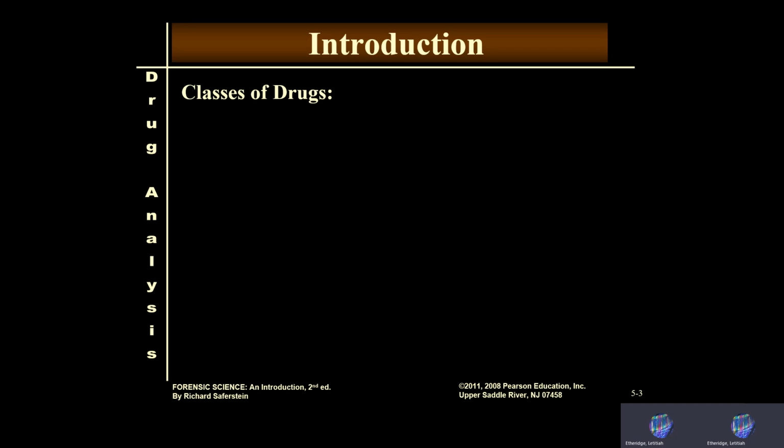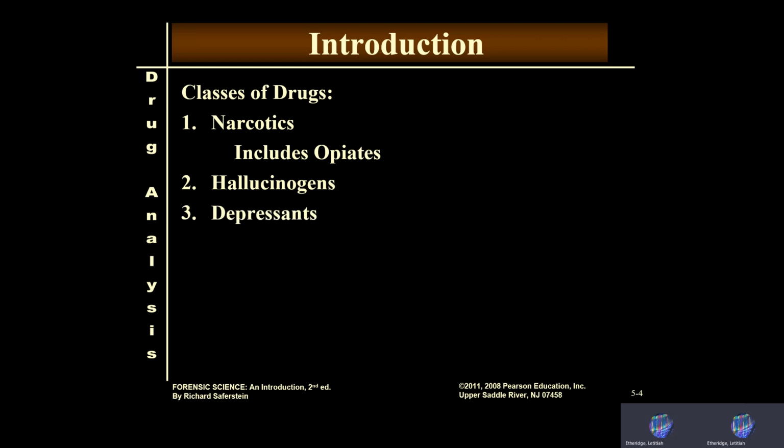So there are 6 different classes of drugs. The first class is going to be narcotics. That's going to include the opioid family. Number 2 are going to be the hallucinogens. The third is going to be depressants. The fourth are going to be our class of stimulants. And then 5 will be the club drugs. And then the last one will be steroids, right?